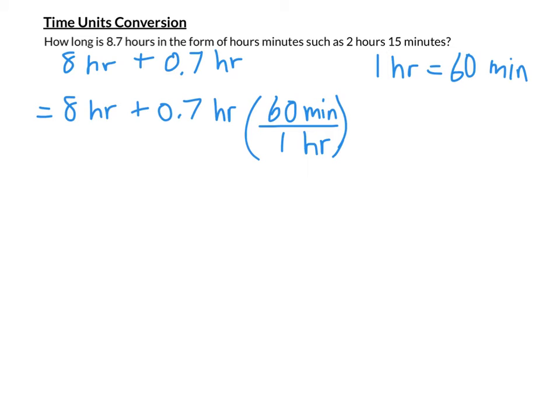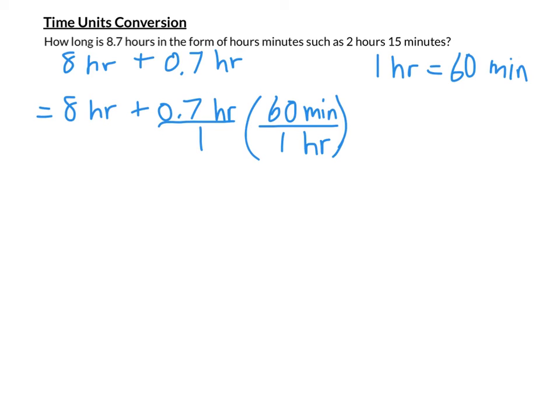Probably helpful to remember that 0.7 hours, when you write this, is really over 1. Any rational number can be written as a fraction. When I don't have a fraction written, then it's implied that it's over 1. So notice then hours on top, that's why I have to have hours on the bottom.